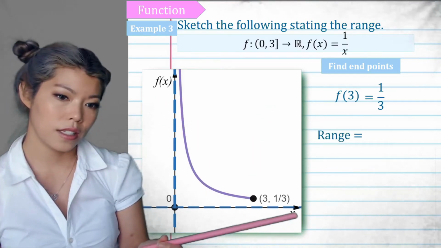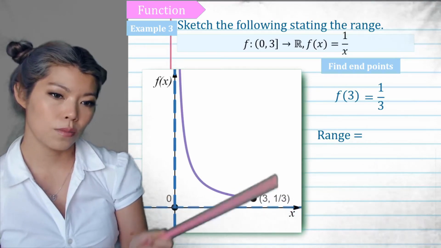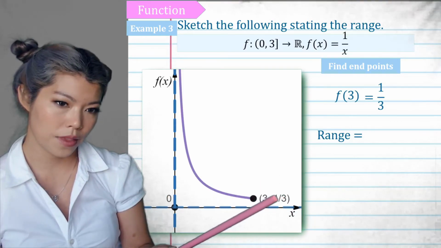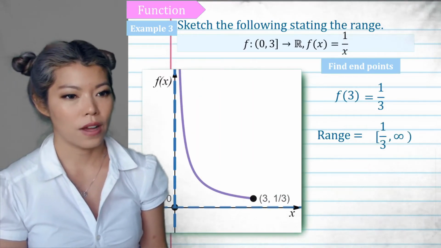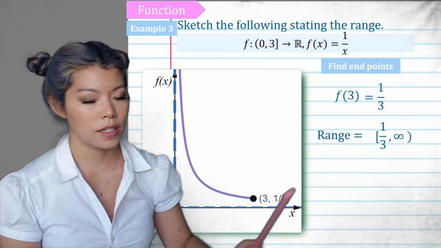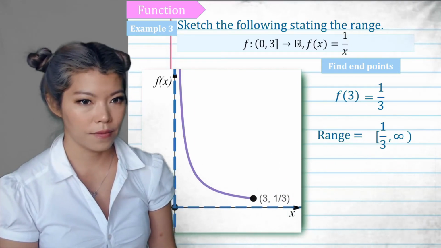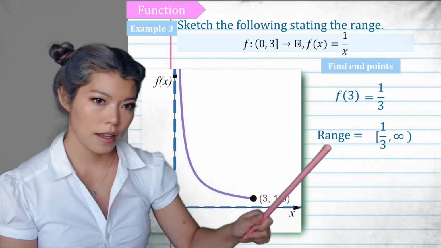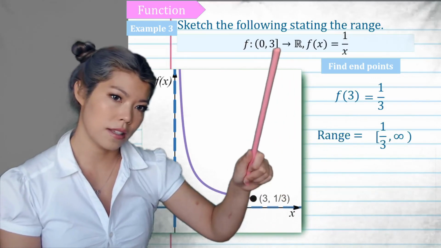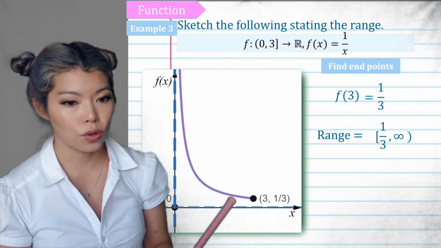Now the range: the smallest y value is 1/3 and the largest y value is infinity. So the range is between 1/3 to infinity, and because it's a black dot or colored in dot, it is a square bracket. The brackets do not follow the domain pattern. It's not that the first one is the same and the second one is the same. Notice that it's always looking at the graph, what value or coordinate we're looking at.